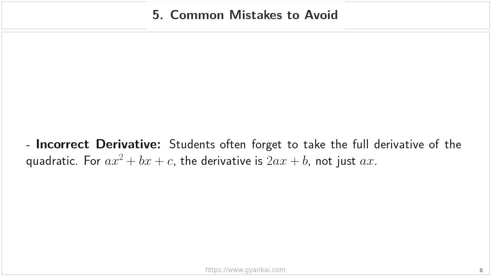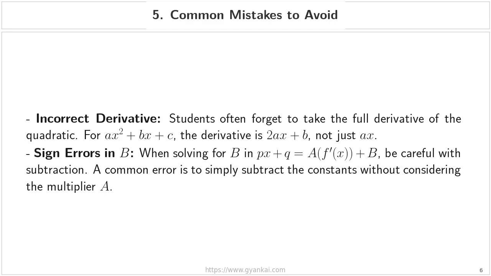A surprisingly common error is messing up the derivative. Remember, when we have a quadratic expression in the form of ax squared plus bx plus c, its derivative isn't just ax. It's 2ax plus b. Don't forget to multiply the coefficient of the x squared term by 2 before taking the derivative. This is crucial because the whole method relies on correctly identifying the derivative to split the integral.